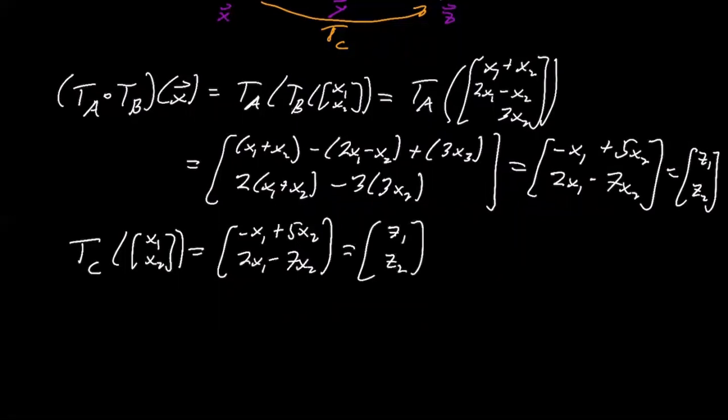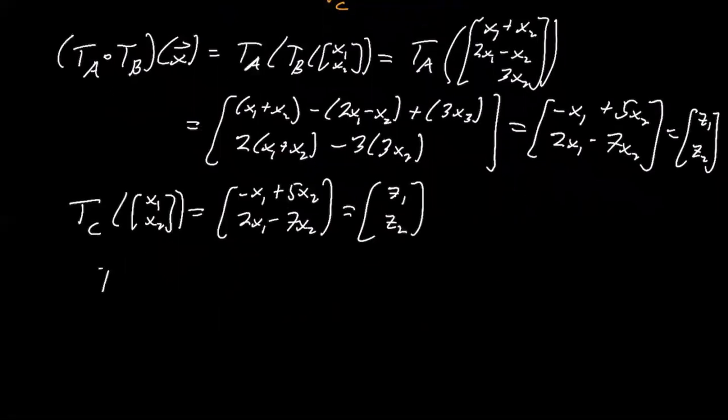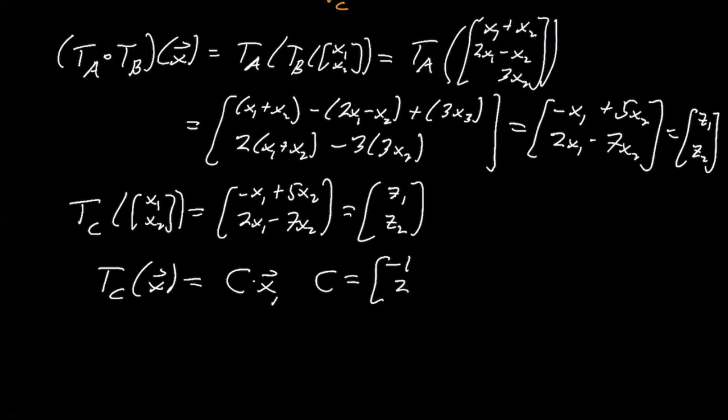But we could also write this in terms of a matrix. TC of x is the matrix C times x, where C, if we just read the coefficients, has the coefficients of x1 as minus 1 and 2, and the coefficients of x2 as 5 and negative 7. So 5 and negative 7, like that. Okay.